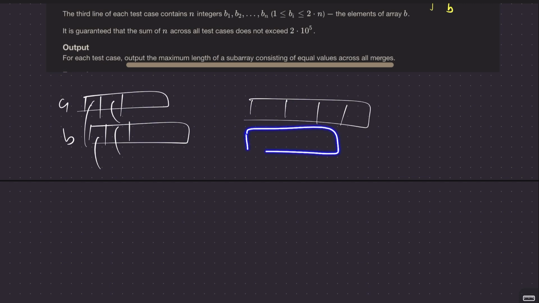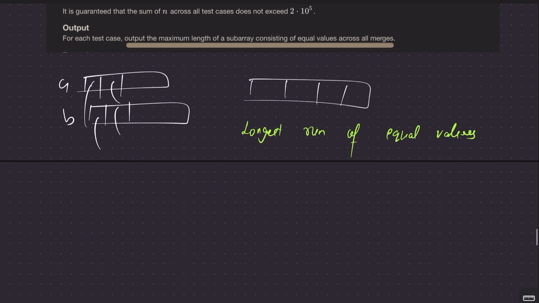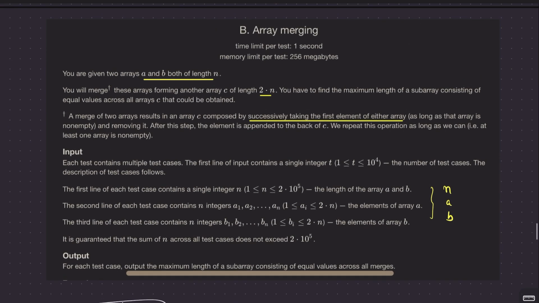So there can be many merges possible. Among them, which merge is going to give you the longest run of equal values? That is a very important observation. What you want is the longest run of equal values across all the merges; in which merge will you get it? There's not much observation required here, so let's quickly see what our aim is.